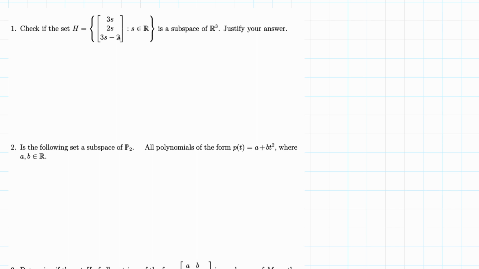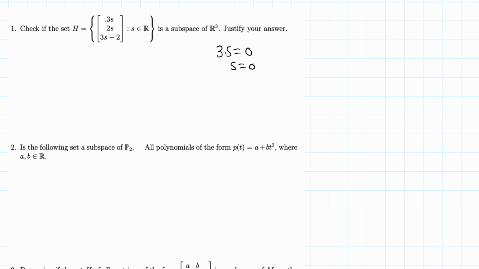Check if the set H is a subspace of R3. Justify your answer. For a subspace, the first thing we want to check is if the zero vector, the zero element, is there. So we got 3s, and we know that 3s is 0 when s is 0, right? So this is 0 when s is 0, so this is also 0, and when we take s equals 0 we get -2, so we got 0 0 -2.